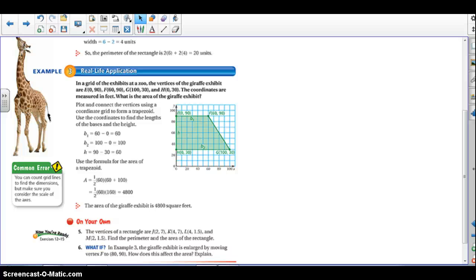Number 5, you should have made a coordinate grid and your answer should have been 15 units and then 11 square units. Of course, 15 units is the perimeter and the area is 11 square units. And number 6, let me read it here. In example 3, the giraffe exhibit is enlarged by moving vertex F. How does it affect the area? The area increases by 600 square feet for a total of 5,400 square feet.